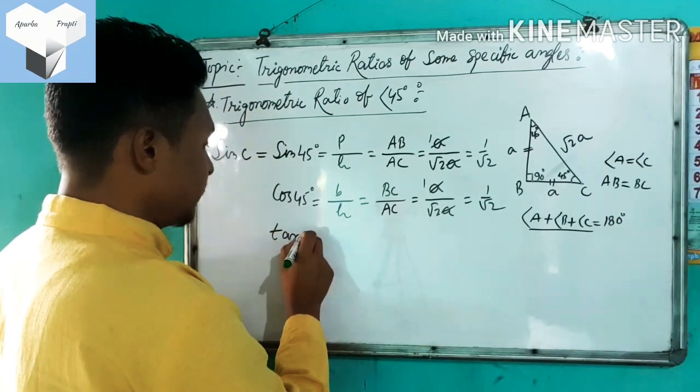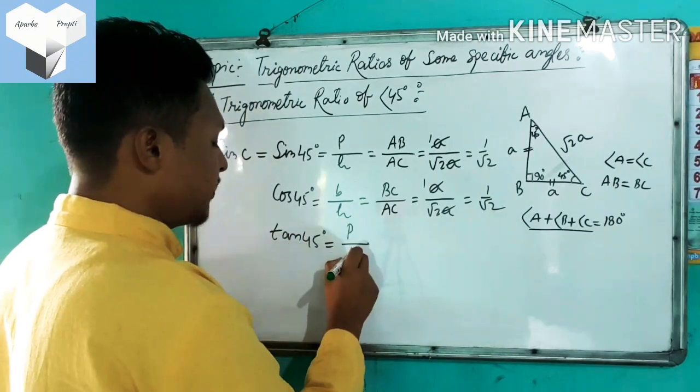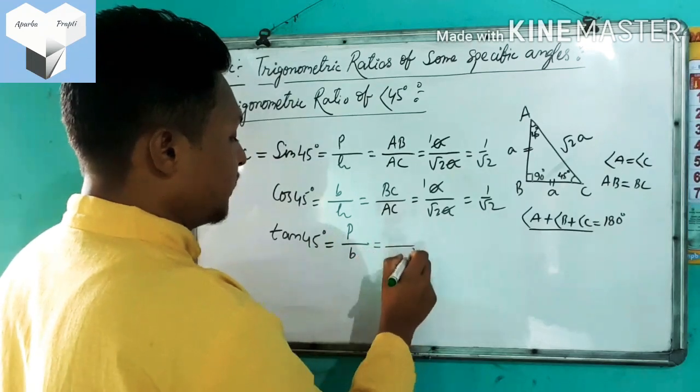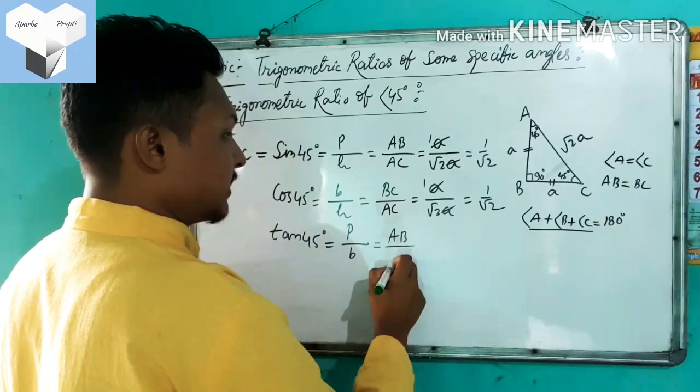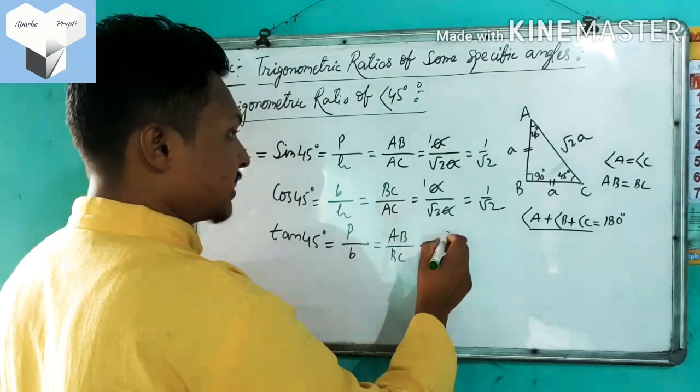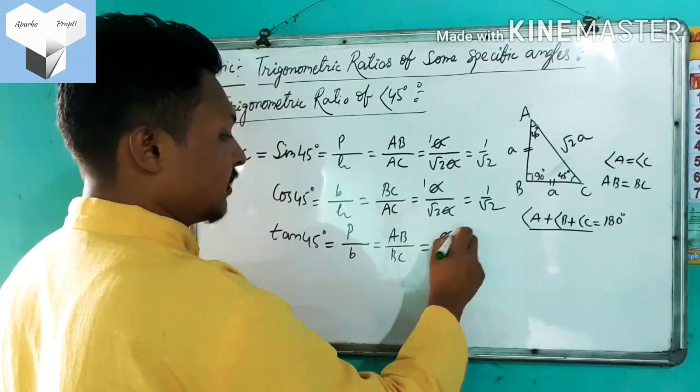In the same way you can find the value of tan 45 degrees. That is, guys, P by B. P is the perpendicular with respect to angle C, which is AB. B is the base, that is BC. Both the measures are A, so it remains only 1.